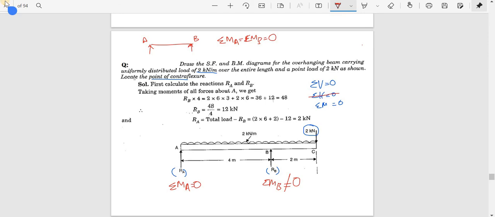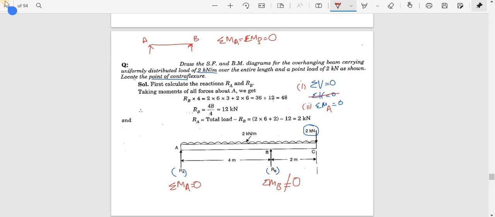Here this side is only one-way overhanging. There can be a case in which this side also will be overhanging. We will look at that later. So the available conditions here are sigma V is equal to 0 and sigma MA is equal to 0. These are the two equations by which we can find out these unknowns.